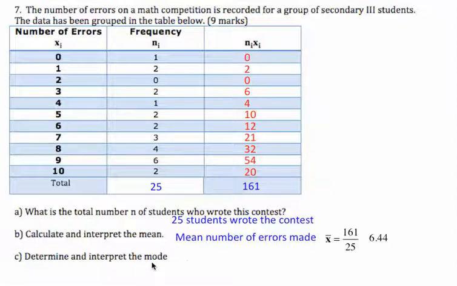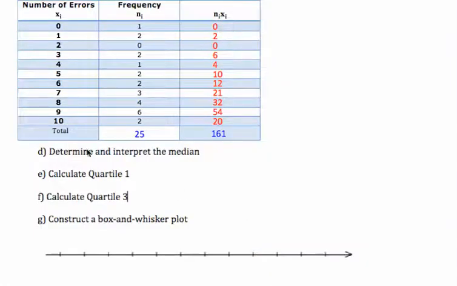All right, determine and interpret the mode. That's the most frequent number of errors. If you look at the frequency, the most frequent is 6, which is 9 errors. So the most frequent number of errors is 9. Now let's go to question D on the next page. D, determine and interpret the median.